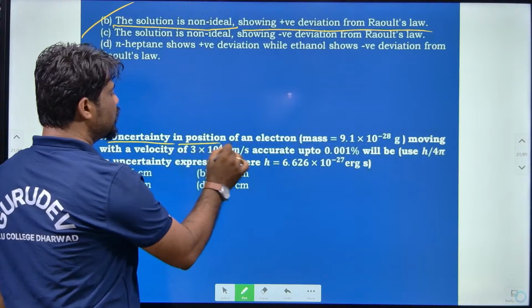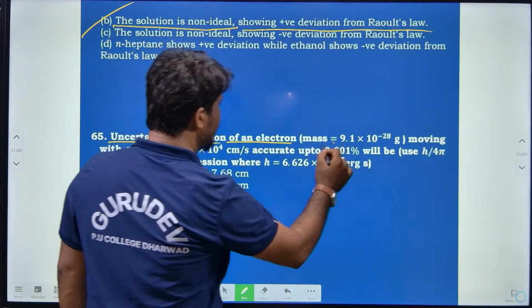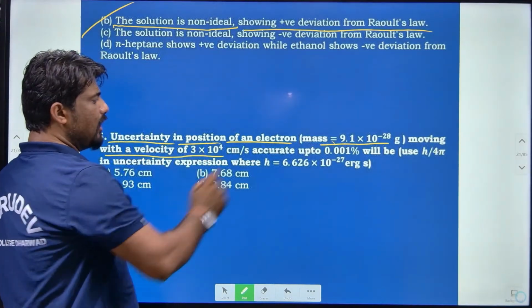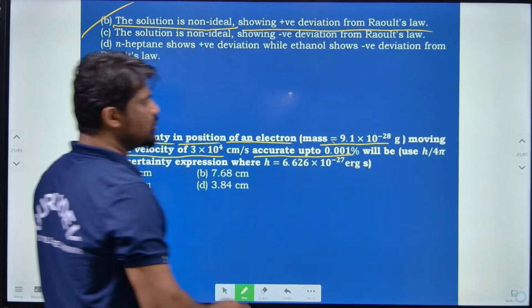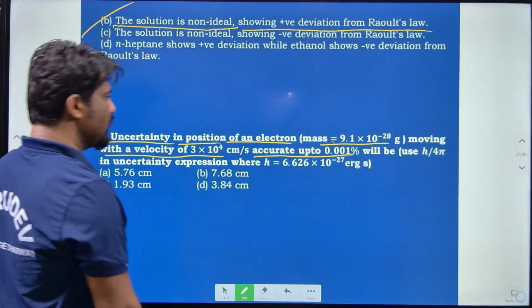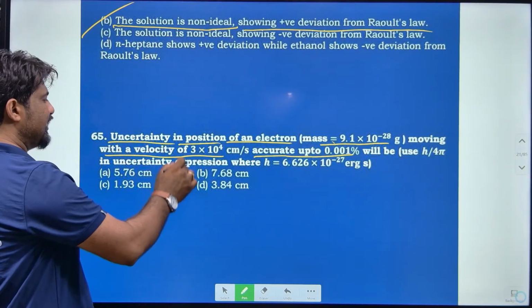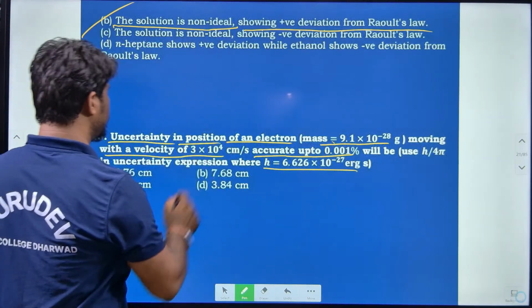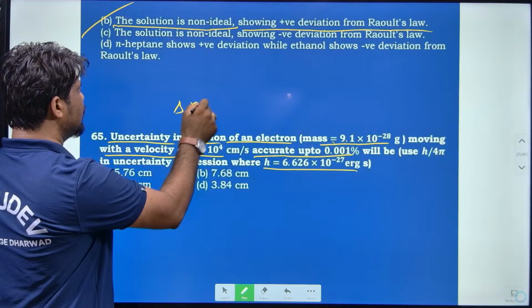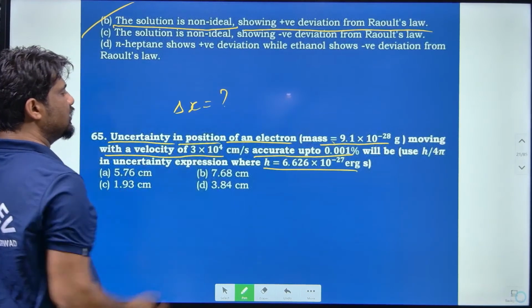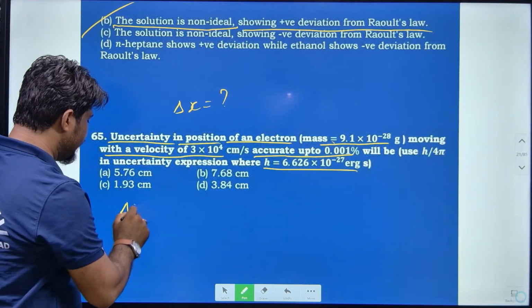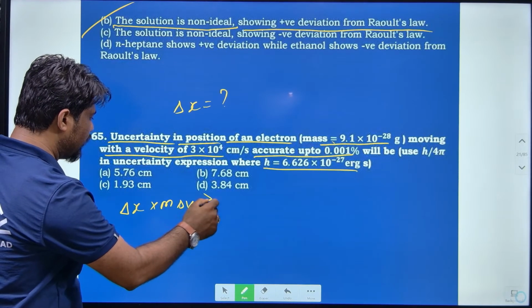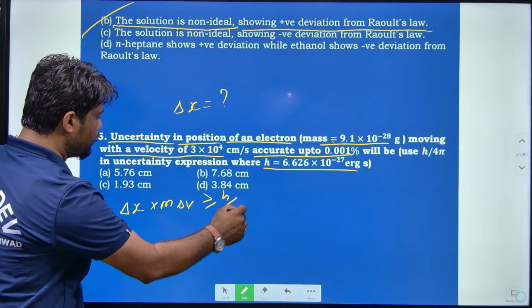Uncertainty in the position of an electron having this mass, moving with this velocity, accurate up to 0.001 percent, will be? Then h divided by 4 pi is the uncertainty expression, where h is equal to this. They're asking for the uncertainty in position, which is delta x. So delta x into m into delta v is equal to or greater than h divided by 4 pi.